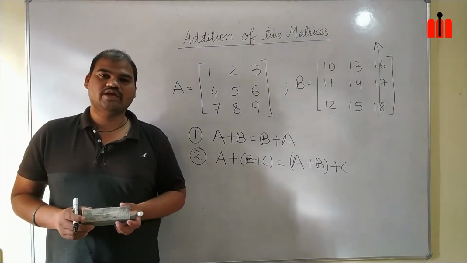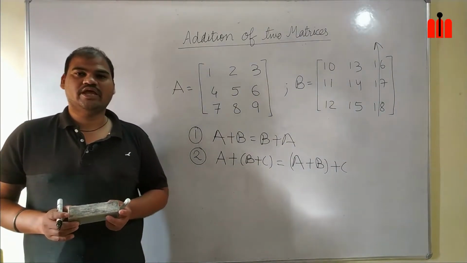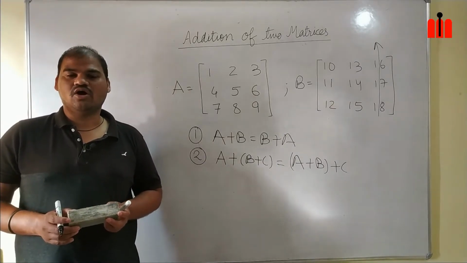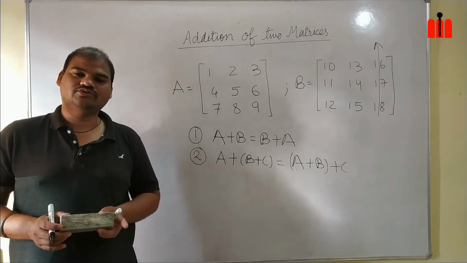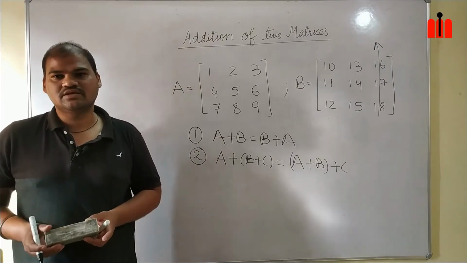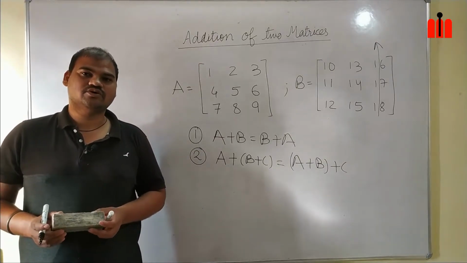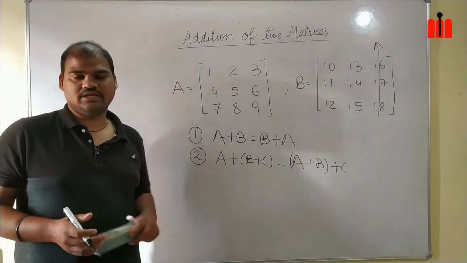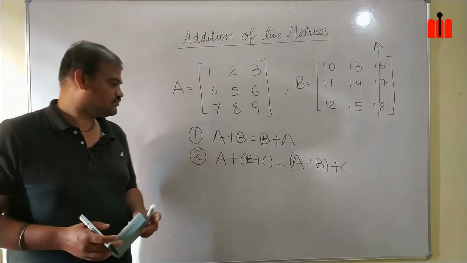Suppose you are doing 1 plus 2 plus 3. If you add 2 plus 3 first, you will get 5. After that you add 1, you will get 6. Or you first add 1 plus 2, which is 3, you add 3, you will get 6. So the result is the same, right? So the order doesn't matter. Okay, this is the other property.